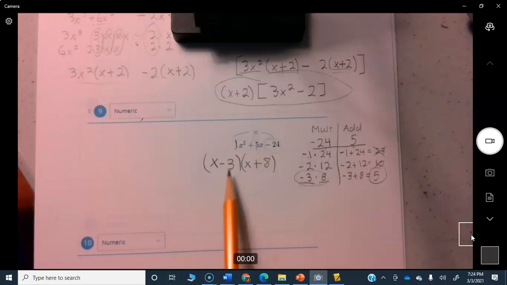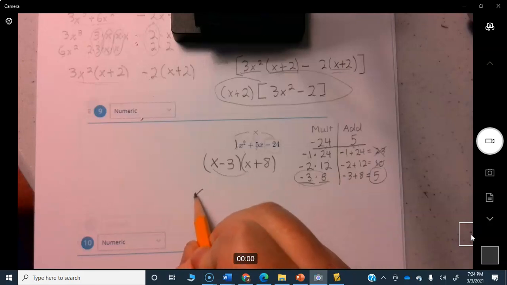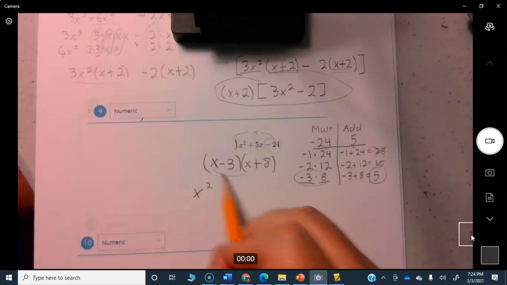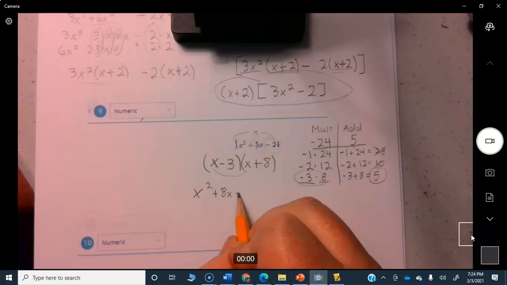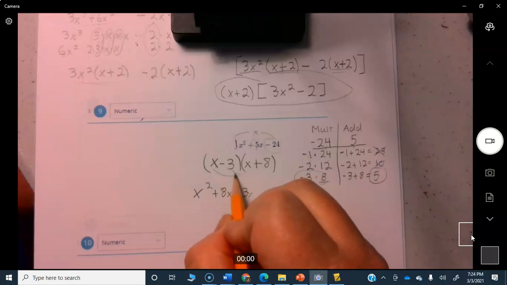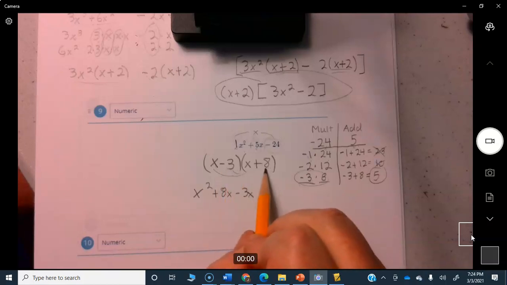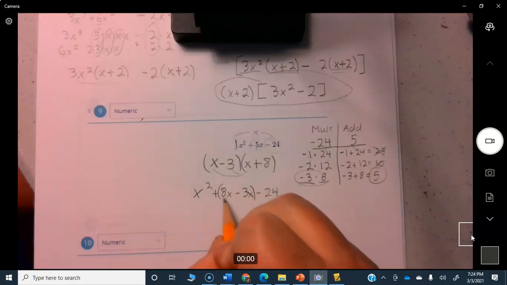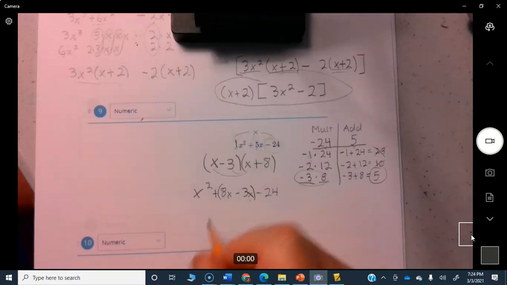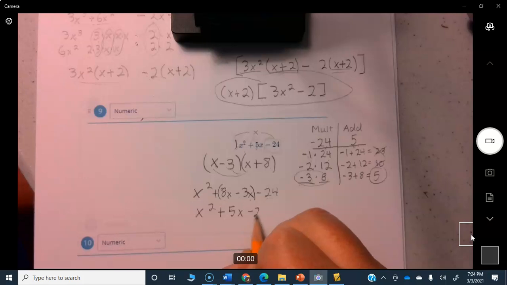Now the way you check your work is you FOIL this. FOIL is first, so it's x times x is x squared. Outer is x times 8, so that's 8x. Inner is -3 times x. Inner means these two that are on the inside here, times x. And finally, last is -3 times 8 is -24. The middle two terms will always combine because they're both x terms, so it's 8 minus 3 is 5. So it's x squared plus 5x minus 24.